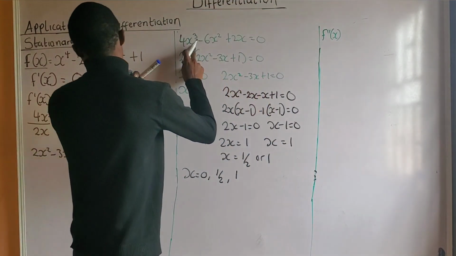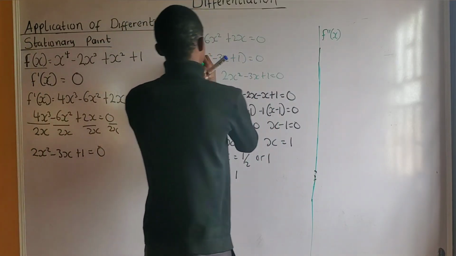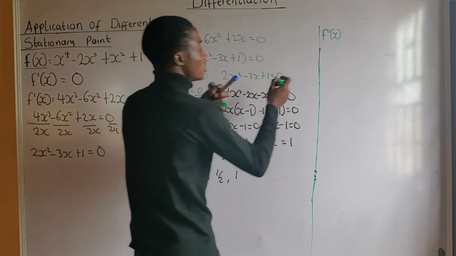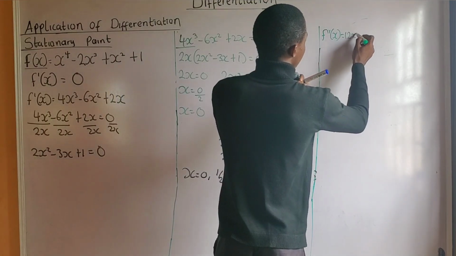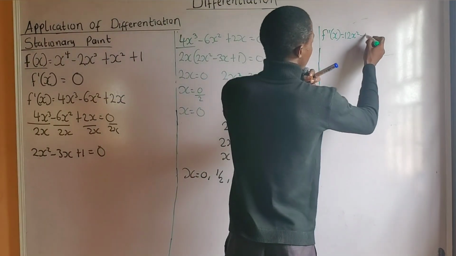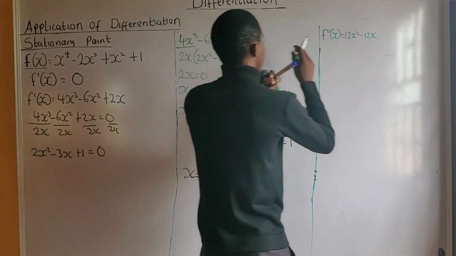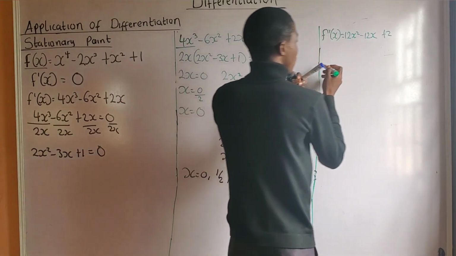So if this is the first derivative, the second derivative will be: differentiate 4x to the power of 3, I'm going to have 12x to the power of 2. Differentiate negative 6x squared, you're going to have negative 12x. Differentiate plus 2x, you're going to have what? Plus 2. Okay? Now listen.